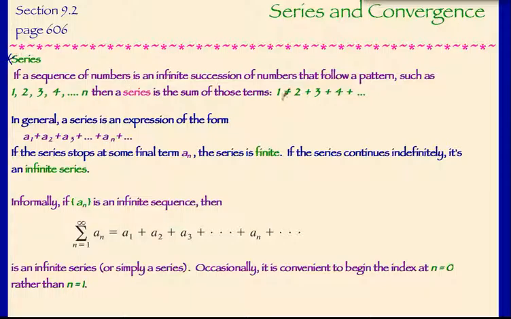Our first section we discussed sequences, and so it's a good idea for us to see the connection between the two. If a sequence of numbers is an infinite succession of numbers that follow a pattern, such as 1, 2, 3, 4, etc. up to n, then a series is the sum of those terms, 1 plus 2 plus 3 plus 4, etc. In general, a series is an expression of the form: the first term a sub 1 plus the second term a sub 2 plus the third term a sub 3 plus etc. a sub n, some general term, plus continuing on because it's an infinite series.